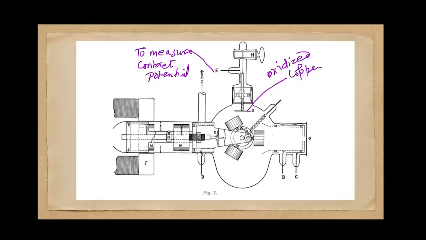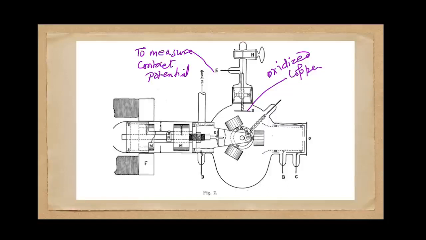So look at the right side, I have written oxidized copper, and this indicator line is going to a plate where capital S is written. This is an oxidized copper plate. And in order to get that contact potential, this will be used as one of the plates. And then this particular emitter which is to be used, after it is cleaned using that knife, this wheel is rotated and that emitter is taken in front of this plate S.